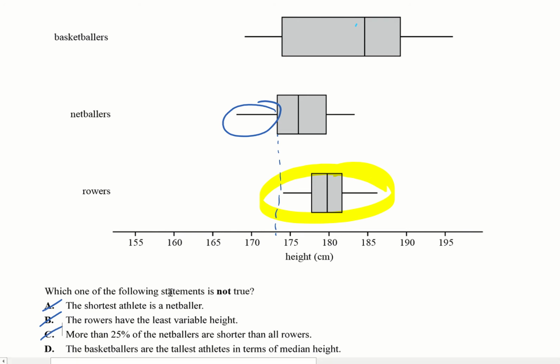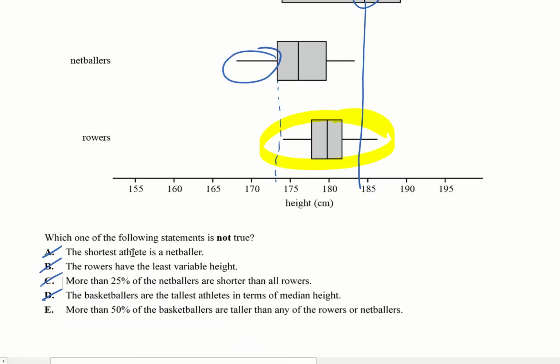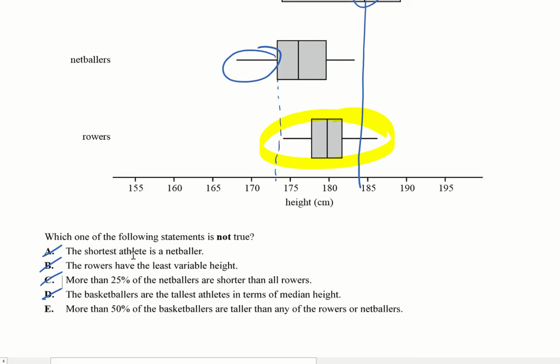D, the basketballers are the tallest athletes in terms of median height. We're looking at the median there, and we can see that none of the other ones match that median. So that one's right, but therefore not the right answer for this question.